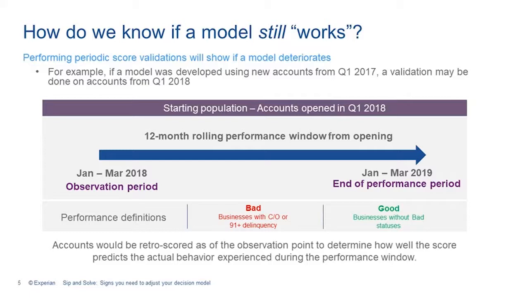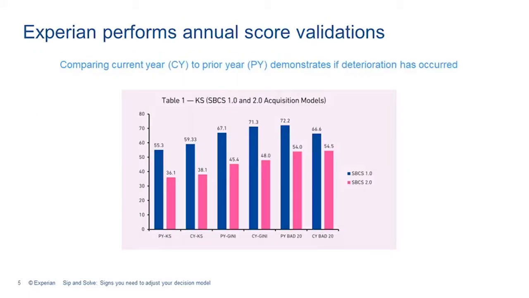And so once we do that type of validation, we can look and see how well it's performing with those same types of metrics versus how it was performing before. So if we go on to the next slide, at Experian we do annual validations of every one of our scores that we have in circulation. And some of you may have seen this graph before. This comes from our annual validation of our SBCS score, one of our risk scores here.